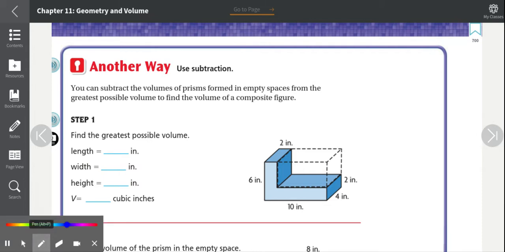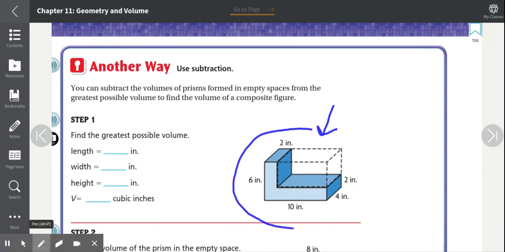So our step 1 is to find the greatest possible volume. If you look in your math book right here, they have kindly drawn in this imaginary rectangular prism so that you can picture what it looks like if the whole thing was filled in. So we're going to find the greatest possible volume of this entire prism right here. Remember, we do this the same way we always have. We use length times width times height.